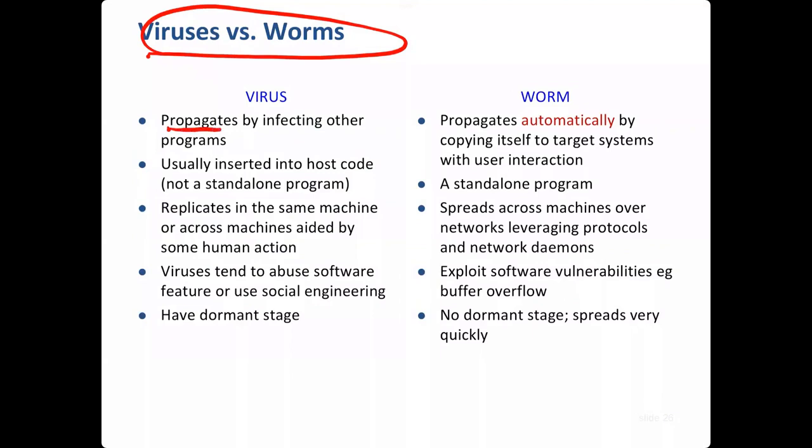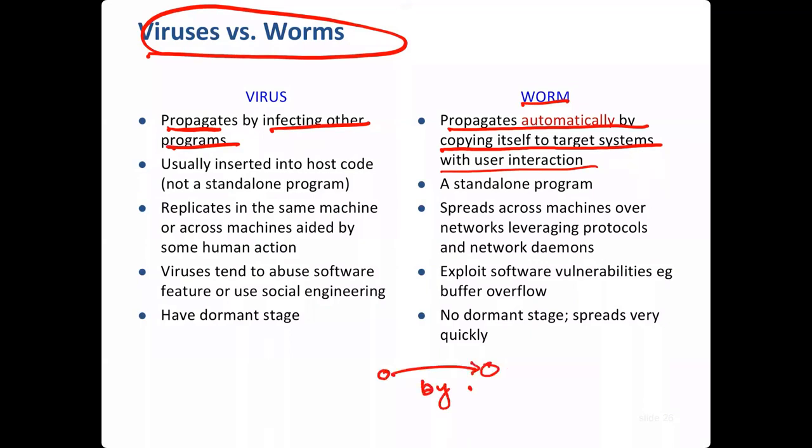Virus propagates by infecting other programs, so it requires a medium, right? And a worm in turn propagates automatically by copying itself into a target program without user interaction. So basically a worm has the capability of going from one machine to another machine by itself over the internet or over a network. It uses LAN or internet to propagate, right? So it should have code such that it can propagate, and should also have code for where to propagate to, because you always need a destination address, right? So it has to have logic for where to send it and how many to send it to, and so on and so forth, right?